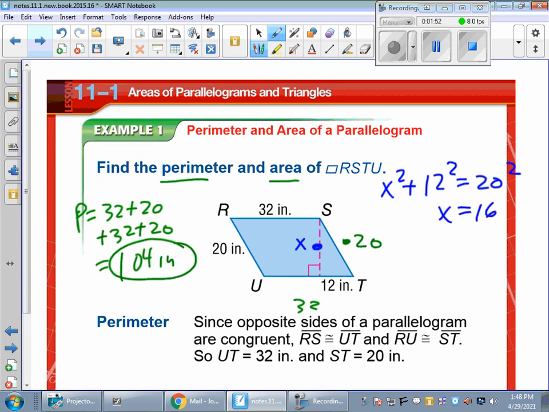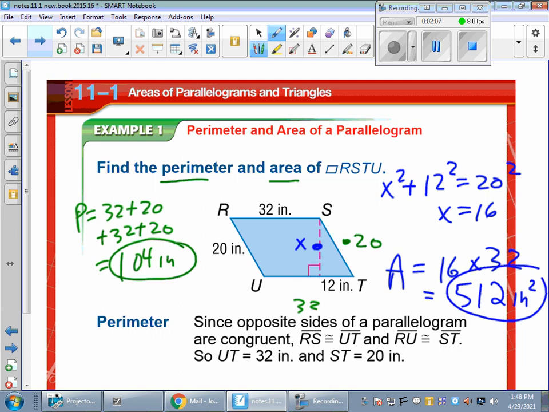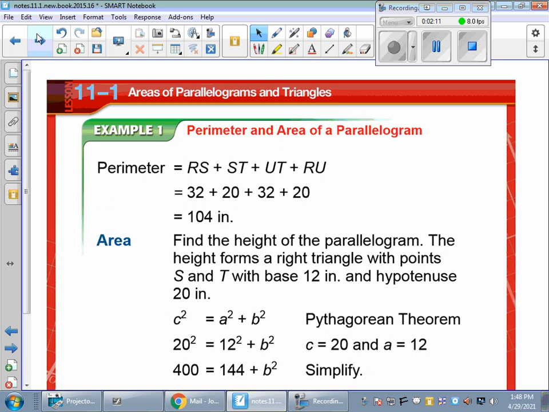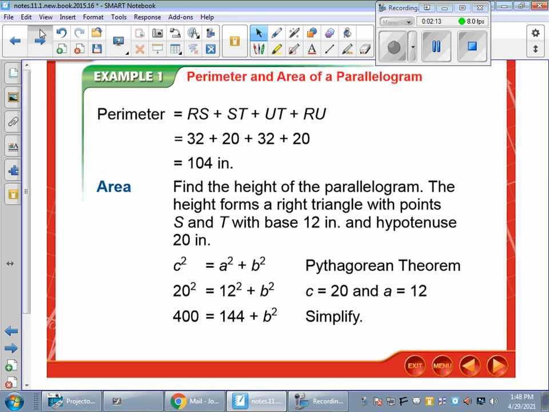So to find the area of this object, we're going to go 16 times the base, which is 32. And 16 times 32 is going to give us 512 square inches. So that walks you through exactly what I did, to give you a better idea looking at it.